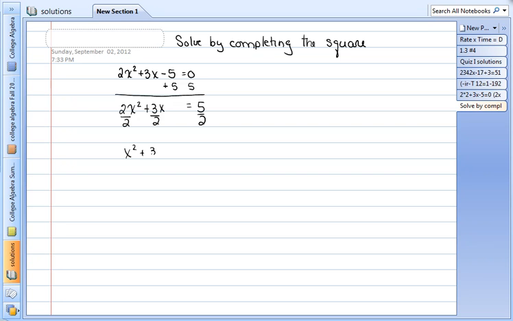After that, you're going to go through the process of creating a perfect square. To do that, we come off to the side here and do the algorithm. Take half of the middle number, which is in this case 3/4, and then square it. This is the number that you add to both sides of the equation. So we're going to add 9/16.